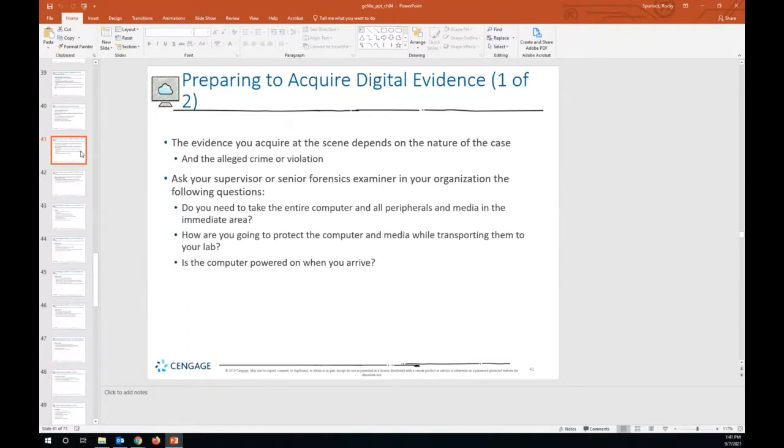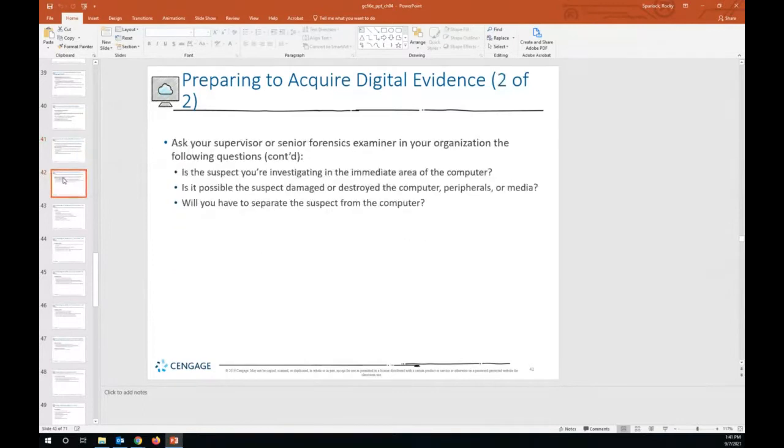Is the computer powered on when you arrive? Is the suspect you're investigating in the immediate area of the computer? Is it possible the suspect damaged or destroyed the computer, peripherals, or media? Will you have to separate the suspect from the computer?